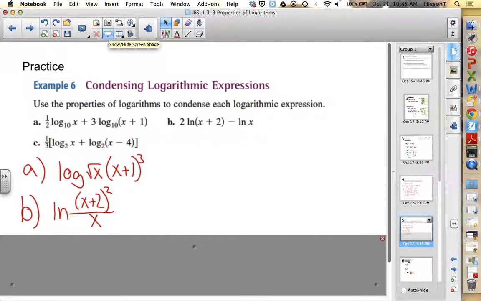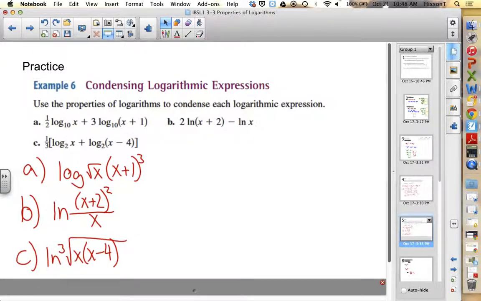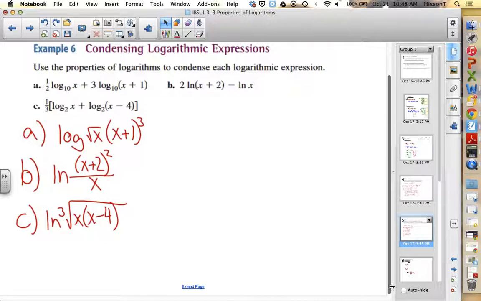How about C? Log base 2 to the square root of 3x squared minus 4x. It's not square root, it's cubic. Oh yeah, cube root. Good. It's the log base 2 of the cube root of x times x minus 4, which is x squared minus 4x. The 1/3 gives us a cube root, and you multiply those two together. So you could leave it as x times x minus 4, or you can multiply it to x squared minus 4x.